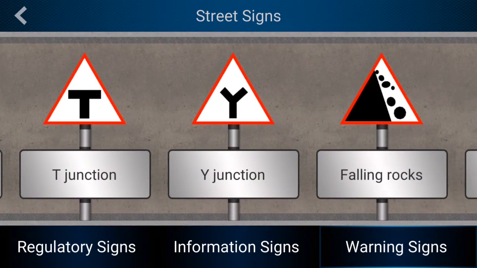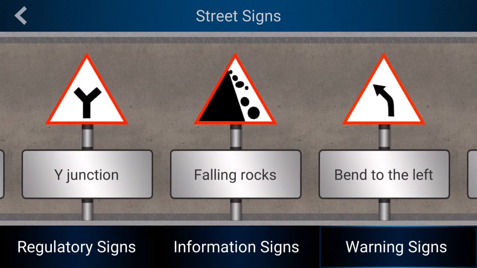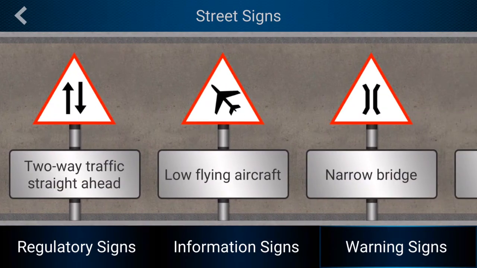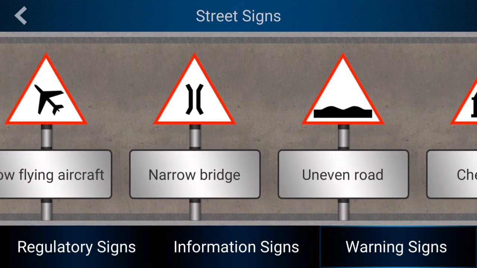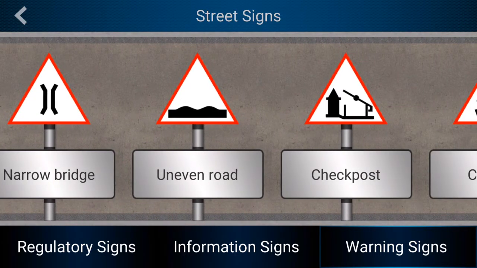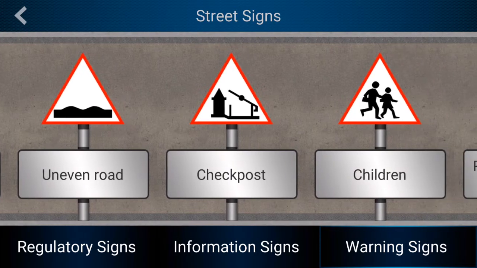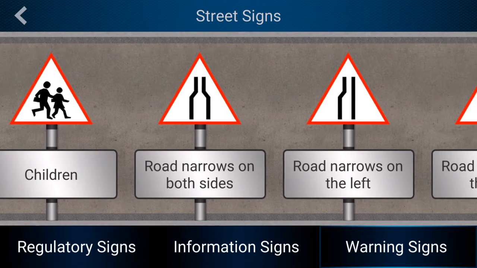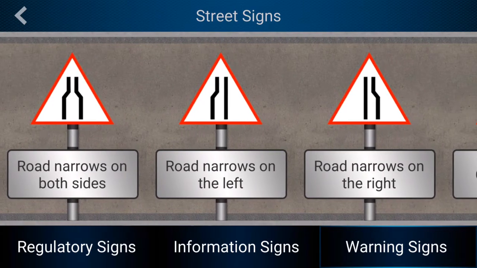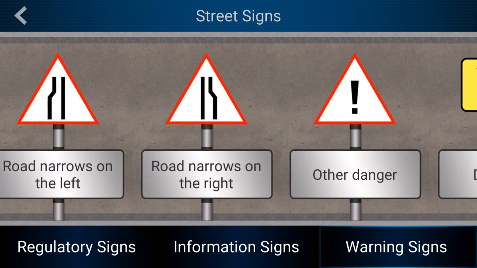We can see the sign of two-way traffic. We see the sign of low flight. We see the sign of narrow bridge. These are the signs, the warning signs, the signs that are warning you. We can see the sign of children.